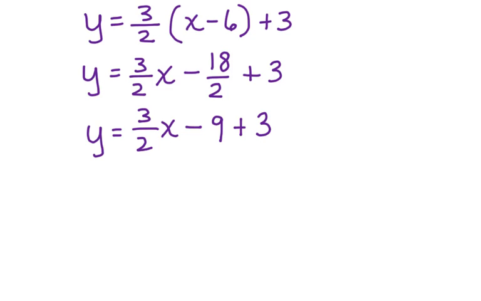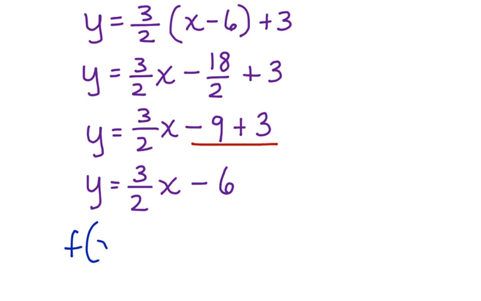Now we can combine like terms. We can combine these right here. So we have y equals 3/2 x minus 6. Notice now that this equation is written in slope-intercept form. You could leave it like this, or you could take it one step further and write it in function notation. The function of x is equal to 3/2 x minus 6. This is our final answer.